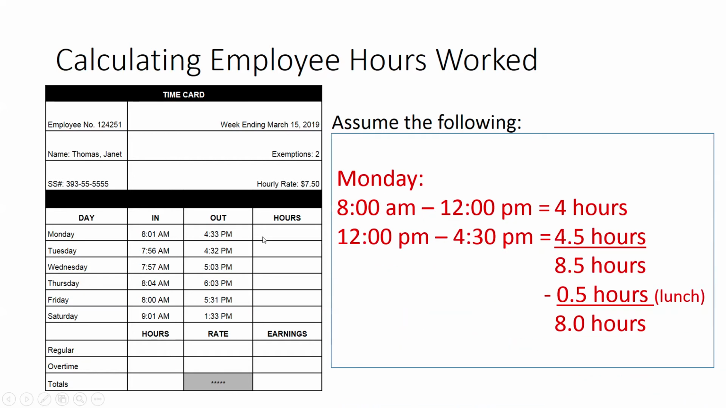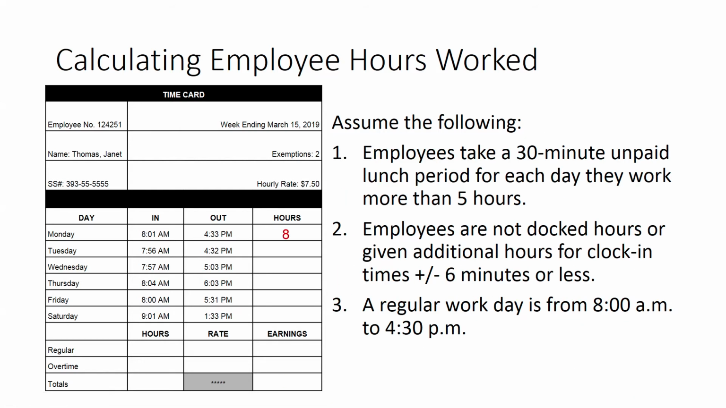So for Monday, I look at it as they worked from 8 a.m. until noon, because that's easy for me to figure out that that is 4 hours. And then if they did work noon to 4:30, that is 4.5 hours. So that's a total of 8.5. However, because they worked over 5 hours, we are assuming they had 30 minutes or 0.5 hours of lunch. So on Monday, they worked 8 hours. So we would put 8 hours.